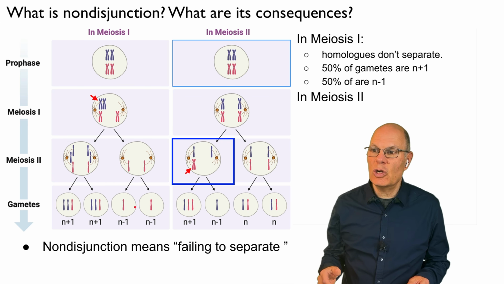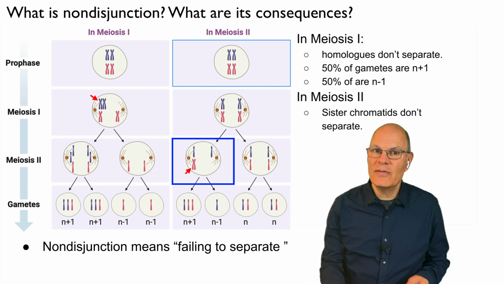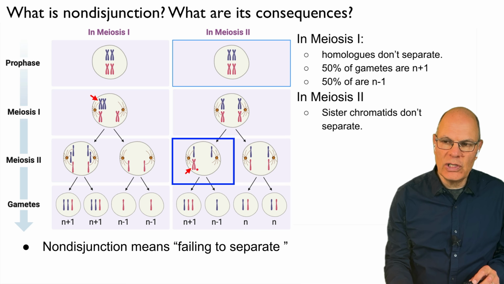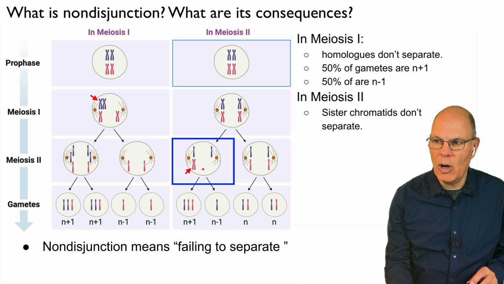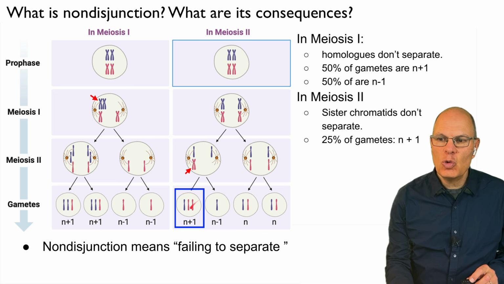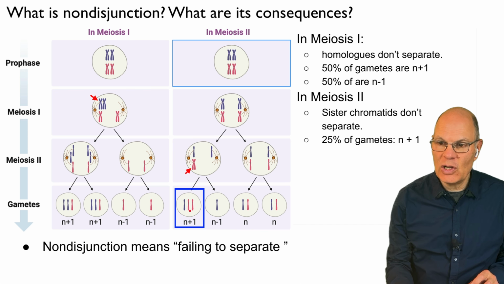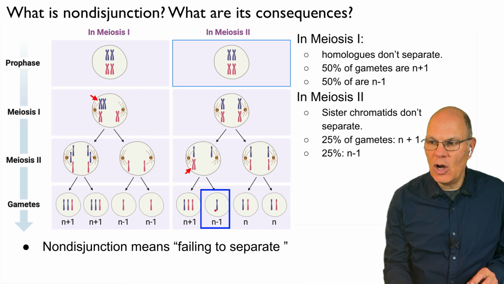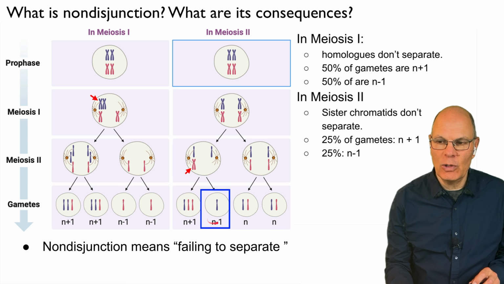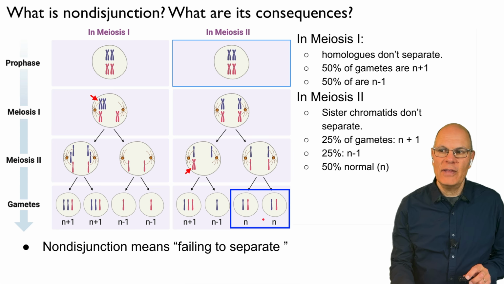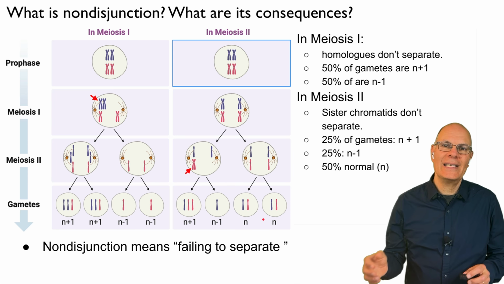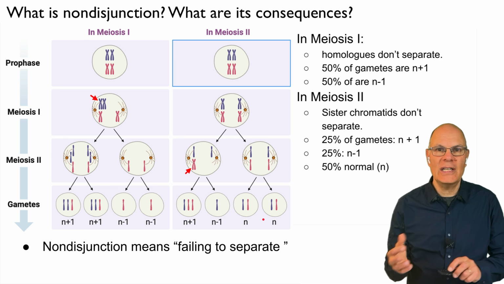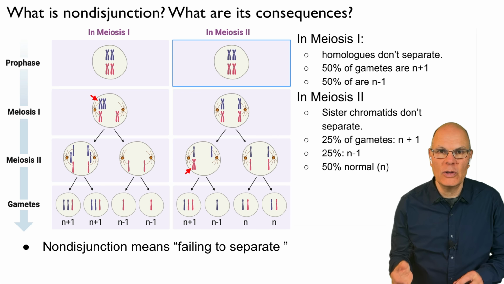If nondisjunction occurs during meiosis 2, it involves the sister chromatids not separating. In meiosis 2, the sister chromatids don't pull apart. So the result is that 25% of the gametes are N plus 1, 25% are N minus 1, in other words, the haploid number but missing 1, and then 50% of the gametes will be normal. So that's what nondisjunction is and how it can happen in meiosis 1 or meiosis 2.